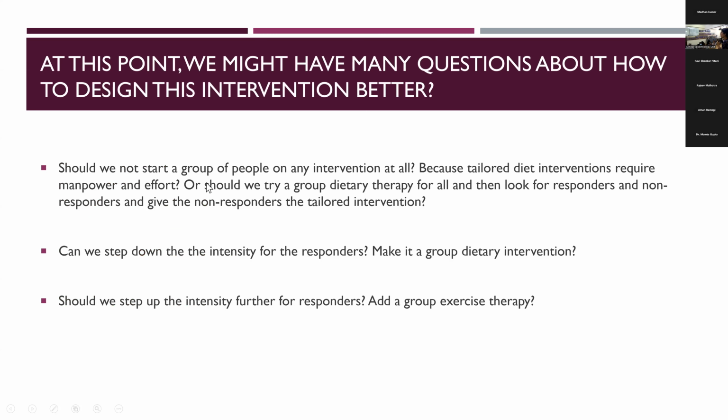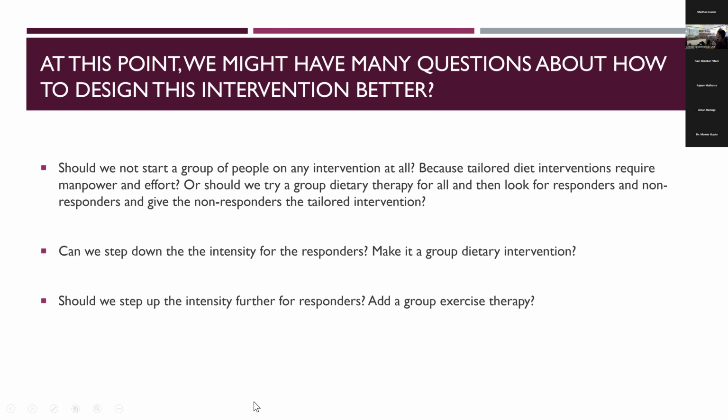Now, at this point we have many questions about how to design this intervention better. Even at this point we'll have many questions as to what is a better therapy, how do I sequence this. For example, should we wait and not give any patient any intervention at all? Should we try group dietary therapy instead of tailored dietary therapy, because tailored dietary therapy requires more manpower, more place, more effort, more costs. Should we save only the tailored dietary intervention for the non-responders only? Can we step down the intensity for responders, make it a group dietary intervention? Should we step up the intensity further for responders, add a group exercise therapy?